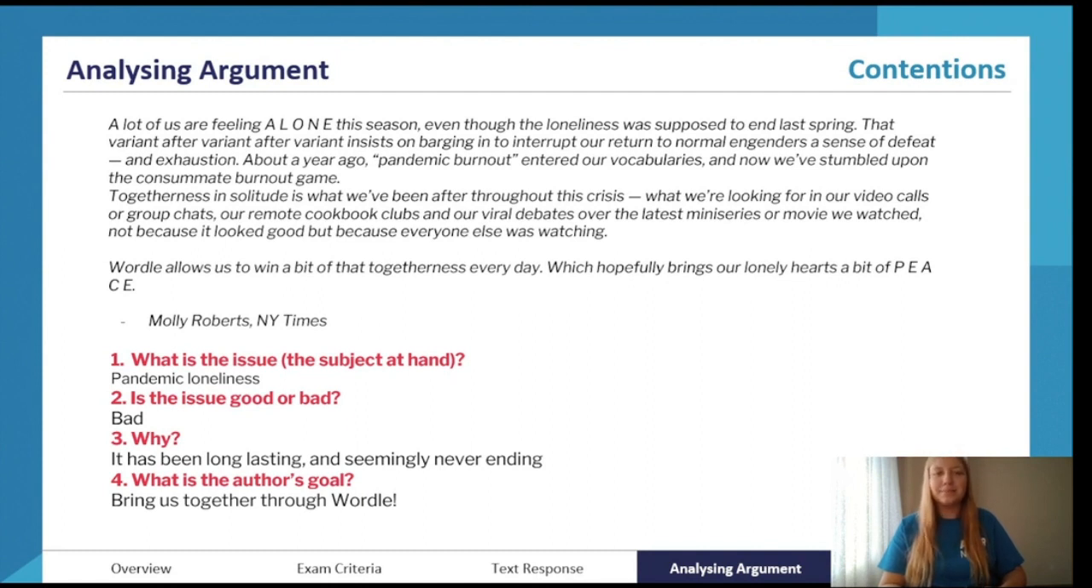And we see how this is clearly an advertisement for Wordle, even though it's really drawing on emotional appeals. So our stuff we need for our contention, we're going to say, what is the issue, the subject at hand? Clearly pandemic loneliness and isolation. The author is suggesting it's bad because it's isolating people.